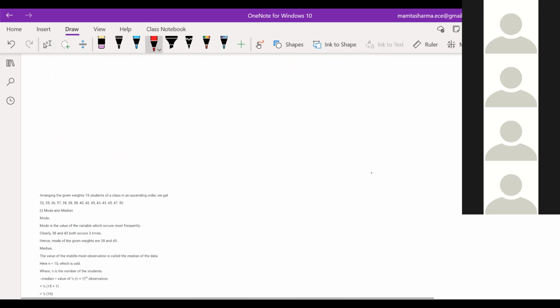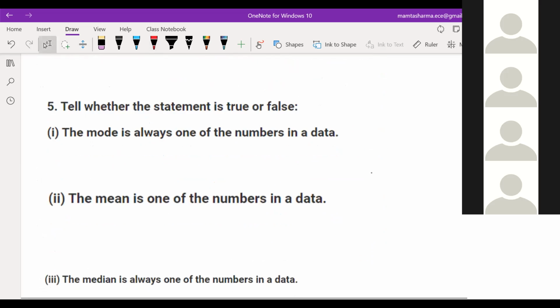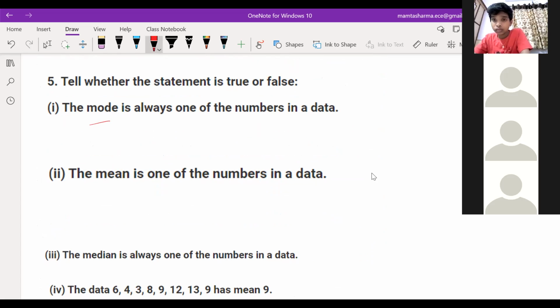Now tell me whether these statements are true or not. The first statement: the mode is always one of the numbers in a data. It is false, it doesn't need to be one, it can be more than one.